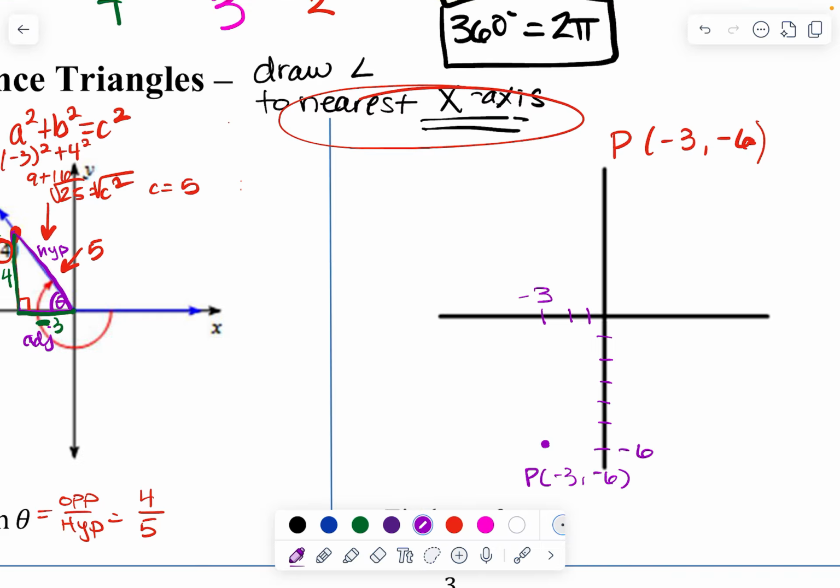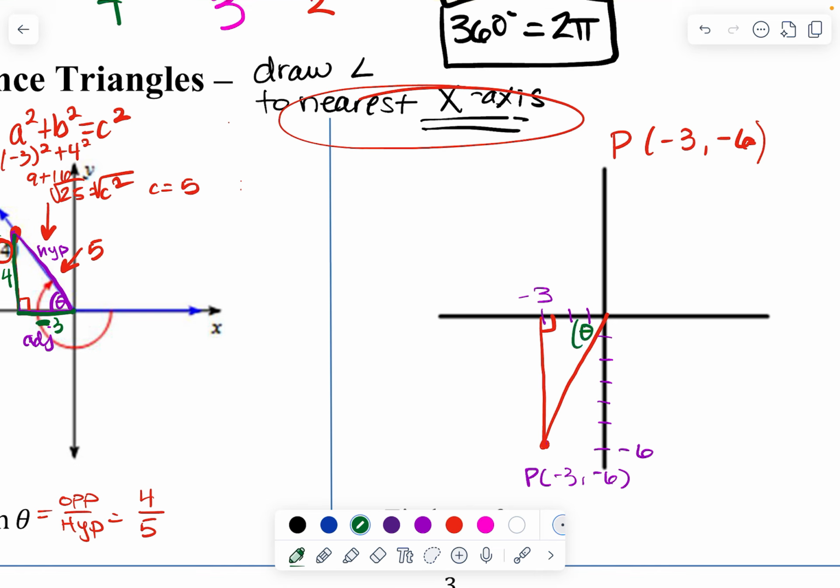Okay, so again, we're going to draw that reference angle, which means we draw it to the nearest x-axis. So how do I draw this? I'm going to draw this angle from the center, the origin, and straight to the x-axis. So here's my right triangle. We're going to make everything into a right triangle. So from here, here's my unknown angle.